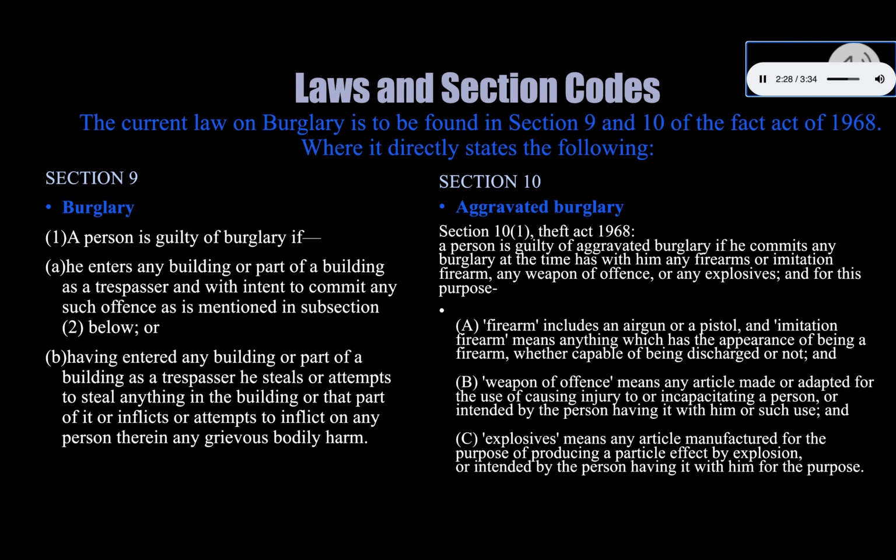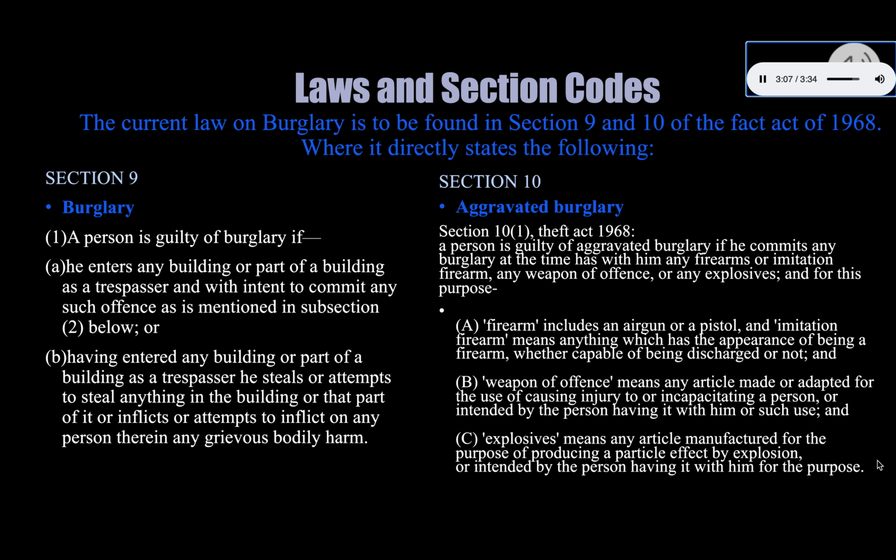A person is guilty of aggravated burglary if he commits any burglary and at the time has with him any firearm or imitation firearm, any weapon of offense, or any explosive, and for this purpose: Part A. Firearm includes an air gun or air pistol, and imitation firearm means anything that has the appearance of a firearm, whether capable of being discharged or not. And Part B, weapon of offense means any article made or adapted for use for causing injury to or incapacitating a person, or intended by the person having it with him for such use.